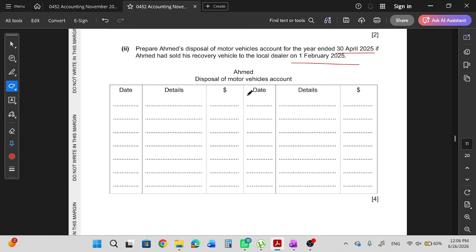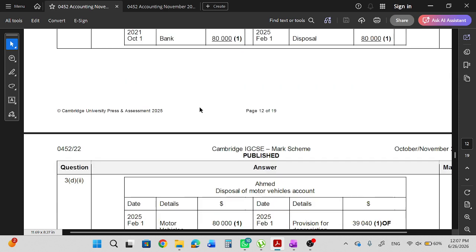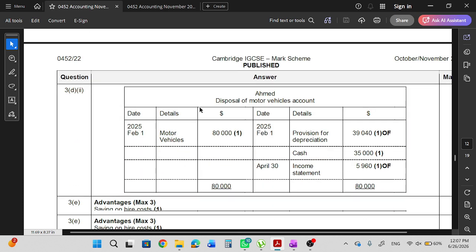That is how we get that amount in this account, how we calculate that amount in the account. We can calculate in two ways, either with the mathematical calculation that we did in the previous part, or through the disposal account. We have two ways to calculate profit or loss on disposal of a non-current asset. Now we go to its mark scheme to see this account, how this account is made. See the entries.